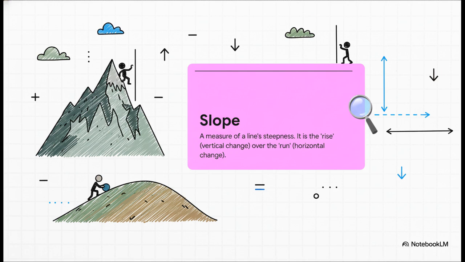Think about it like a hill. A really steep hill, that's got a large slope. A nice, gentle one, a small slope. It's just a single number that tells you exactly how much a line is rising or falling for every single step it takes to the side.